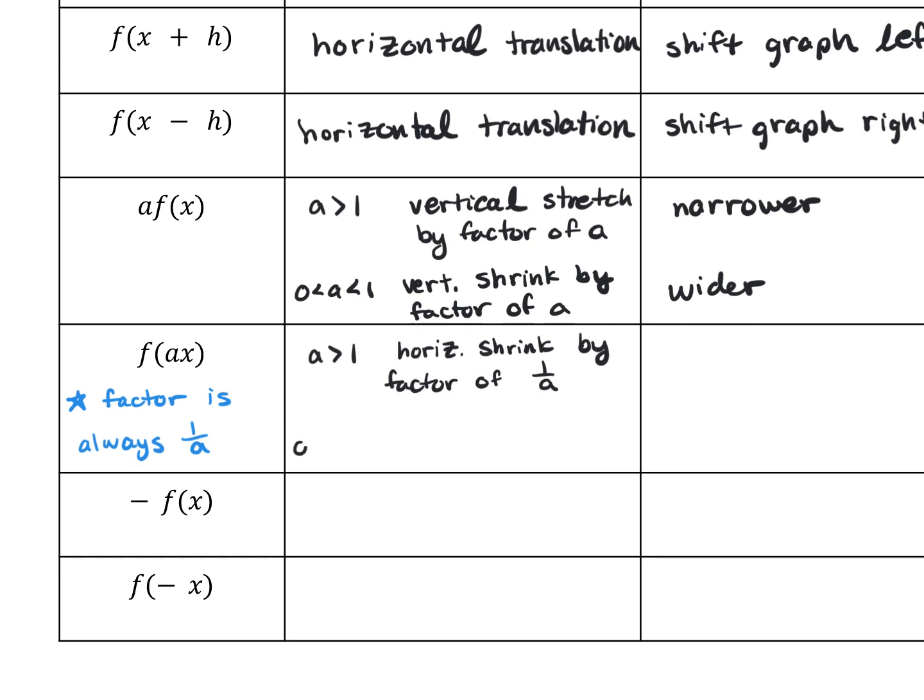And if a is between 0 and 1, when we take the reciprocal, it becomes a larger number, so it's actually going to be a horizontal stretch by a factor of 1 over a. So really, you look at what 1 over a is. If 1 over a is bigger than 1, it's a stretch, and if 1 over a is less than 1, it becomes a shrink. Now, I think this is a little easier to understand when we're actually working with real values, but just remember that we have this special rule that it's a factor of the reciprocal.